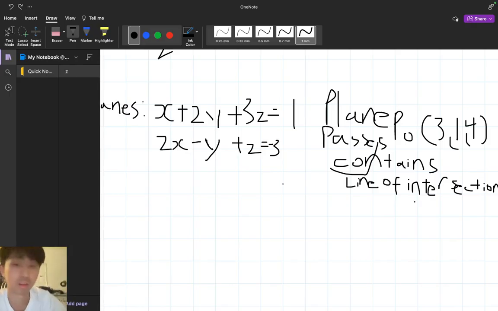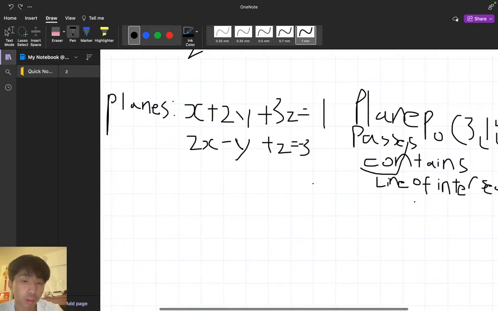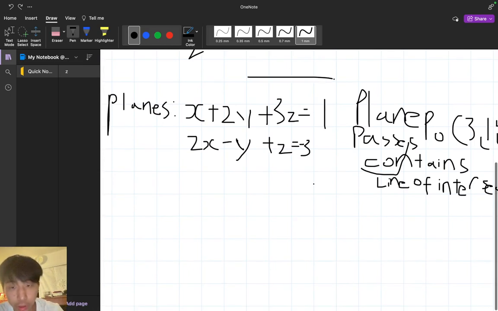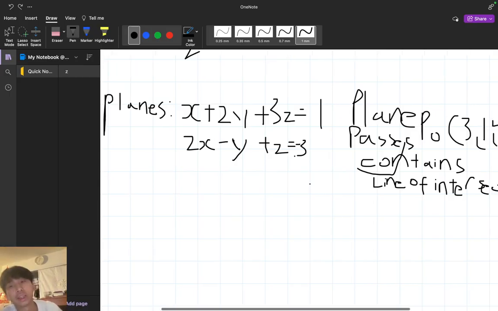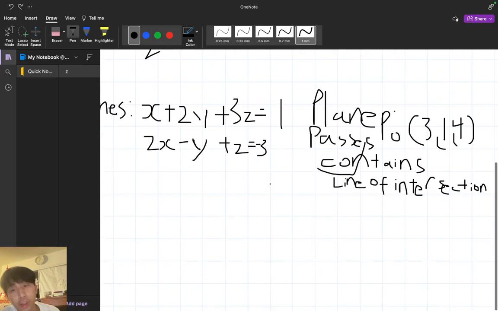Okay. So these are the plane equations that I showed how to get to that equation last video. And we have to find a plane that passes through the line of intersection of these planes. So where do we start? Well, let's start with finding the line of intersection, right?